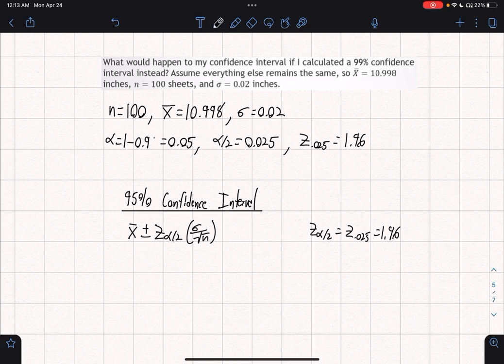So instead of 95% confidence, I now have 99%, so our alpha becomes 0.01. And then when we divide 0.01 in half, we get 0.005. So we're going to want z.005. And this was another one of the values that we listed in the prior video. And this is 2.576. And now we want to create a 99% confidence interval.